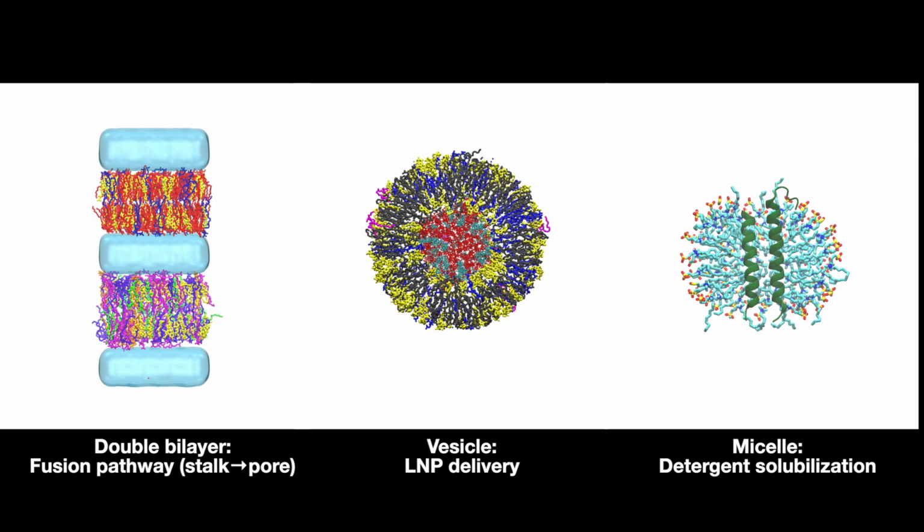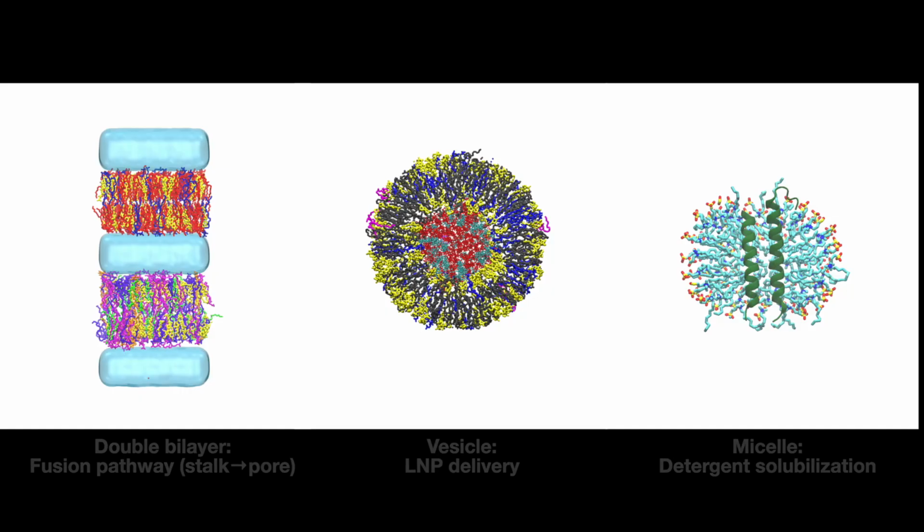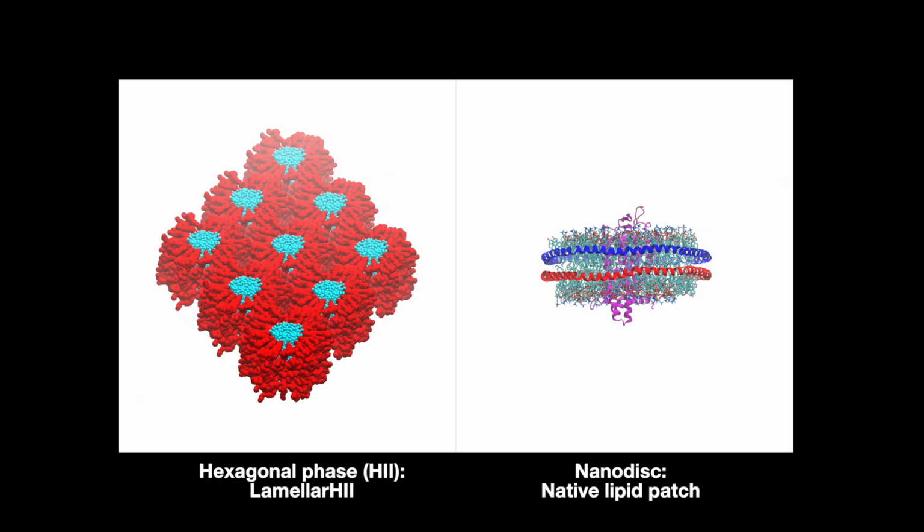Micelles represent detergent assemblies, characterized by critical micelle concentration and aggregation number. Hexagonal phase structures capture curvature stress and non-lamellar stability. Nanodiscs provide a native lipid patch, maintained by scaffold proteins for order and affinity. In this demo, we will introduce Nanodisc in detail.